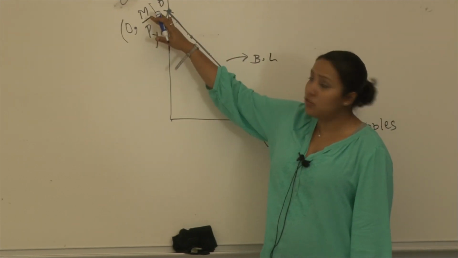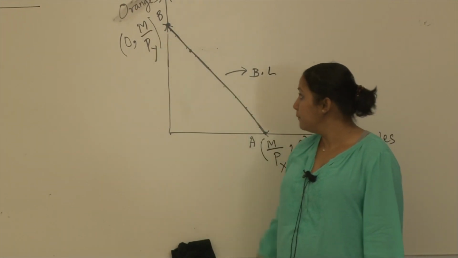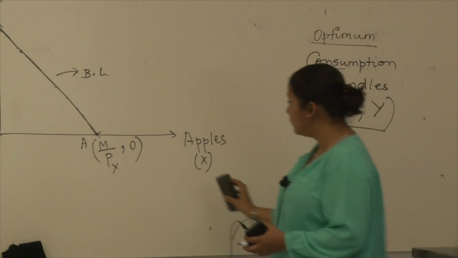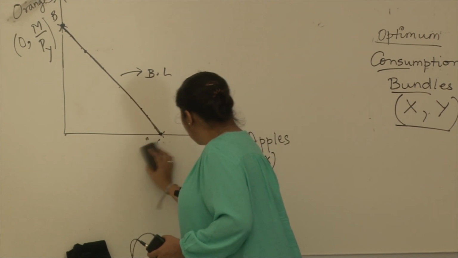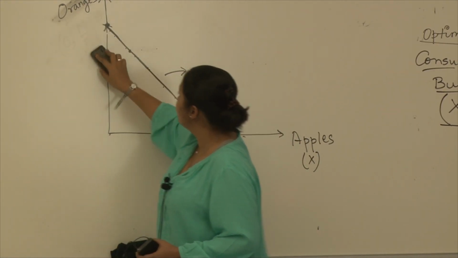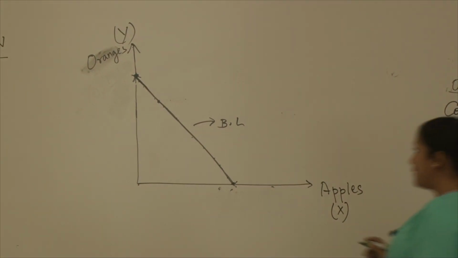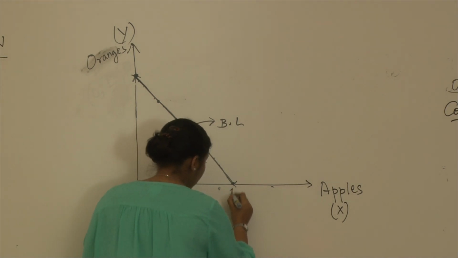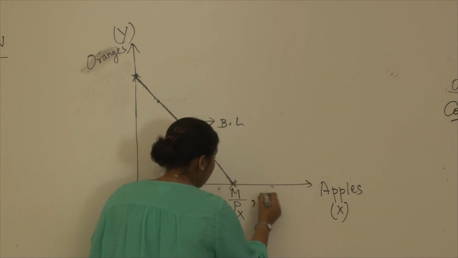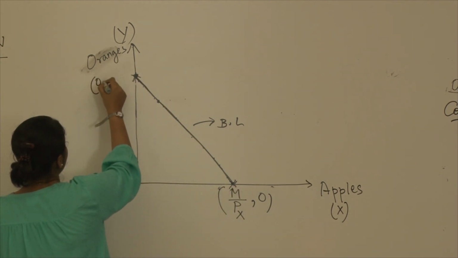Is there any change in this point? If you're going to spend 100% of your budget. Let me just make it a little clean. You're always going to spend 100% of your budget. So, you're just buying less quantity. This point stays the same. This point is just m by px, that point is 0, m by py.